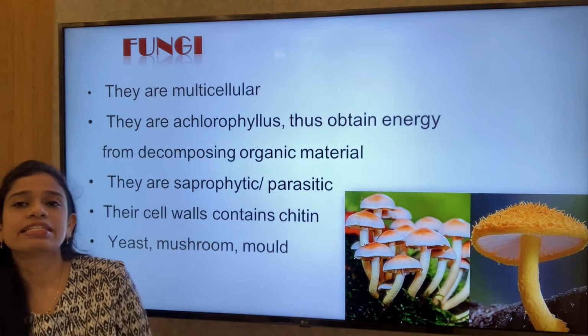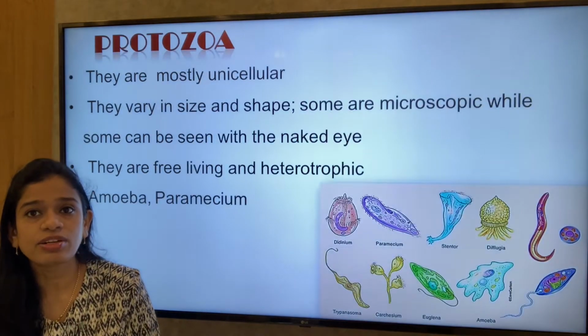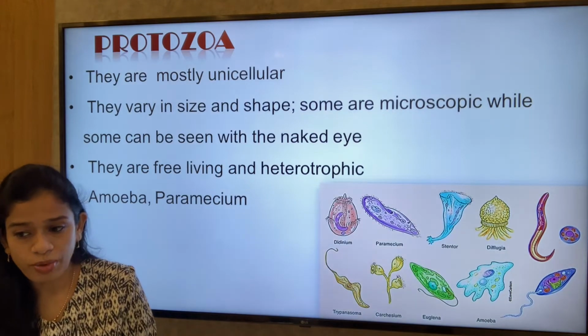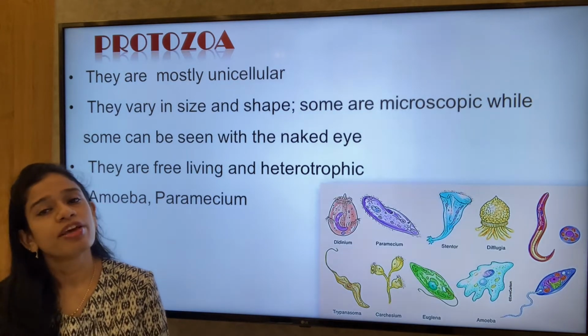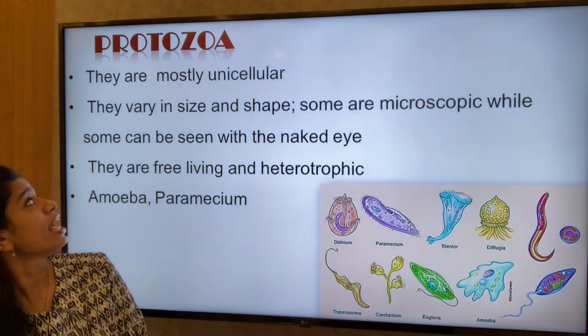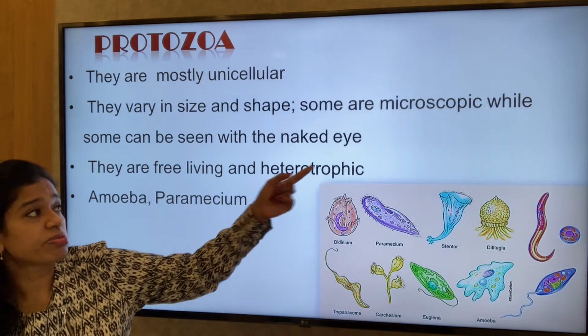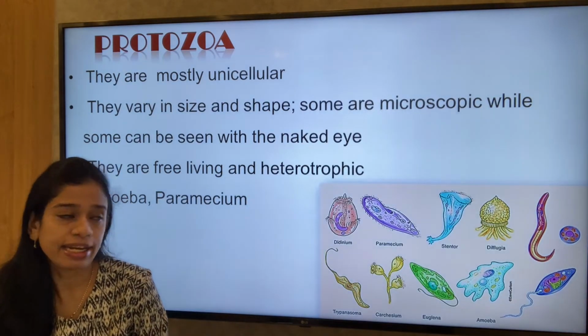So this is the second microorganism, that is the fungi. The third one is the protozoa. Protozoa are also unicellular, and if they're unicellular, they're always minute in structure. They vary in size and shape. Some are microscopic and some can be seen with the naked eye.